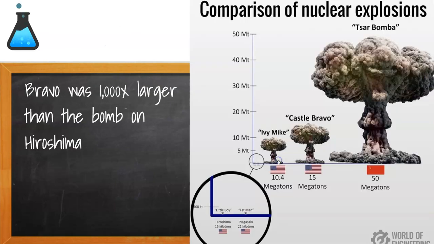When we look at a comparison of the nuclear explosions, these were the bombs Little Boy and Fat Man that were dropped on Hiroshima and Nagasaki, and you can see the amount of energy. These are nuclear fission bombs, 15 kilotons and 21 kilotons. And then Ivy Mike, Castle Bravo, and the Tsar Bomba were all nuclear fusion bombs. You can see the massive increase in energy release going from kilotons to megatons.